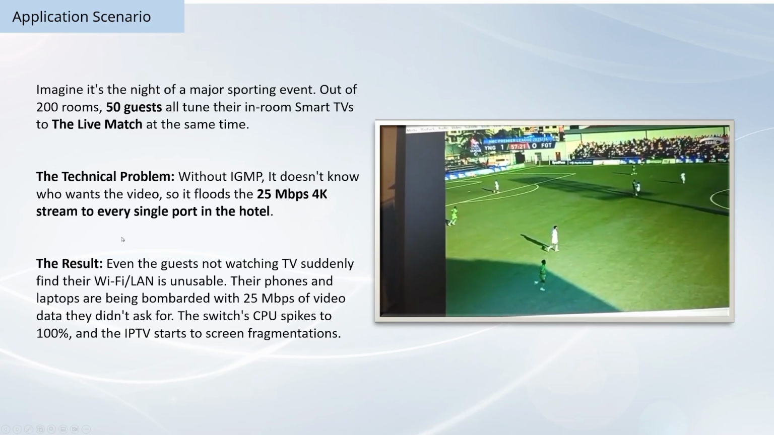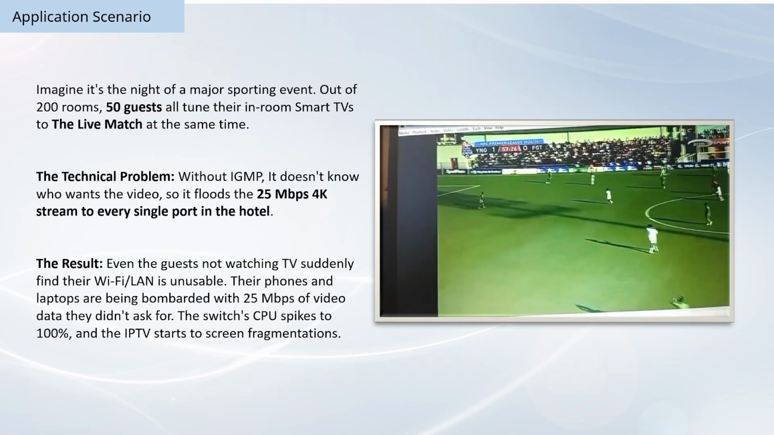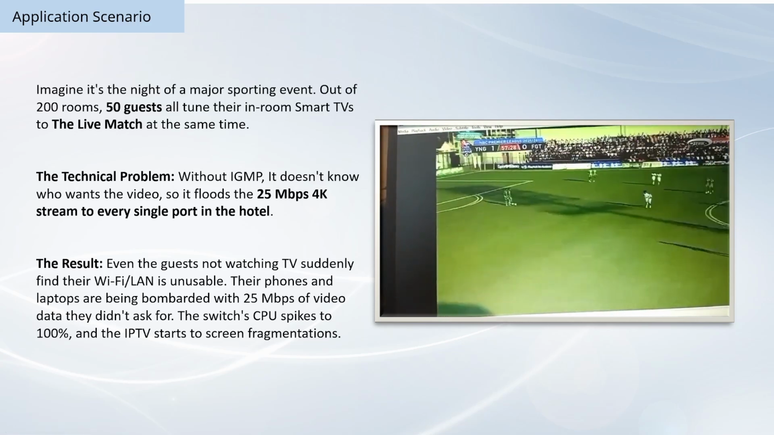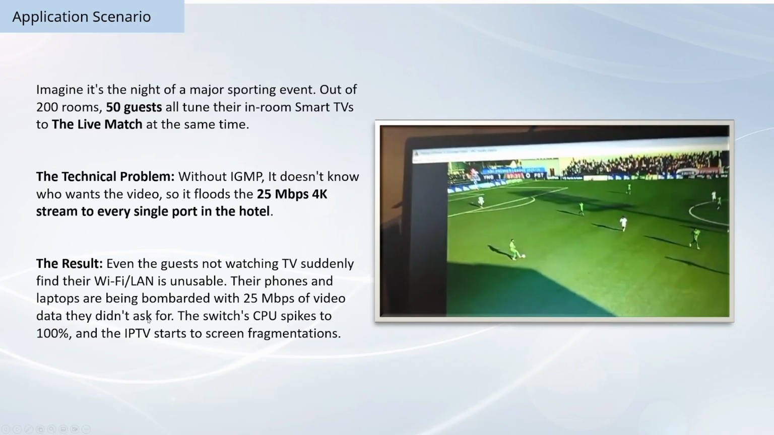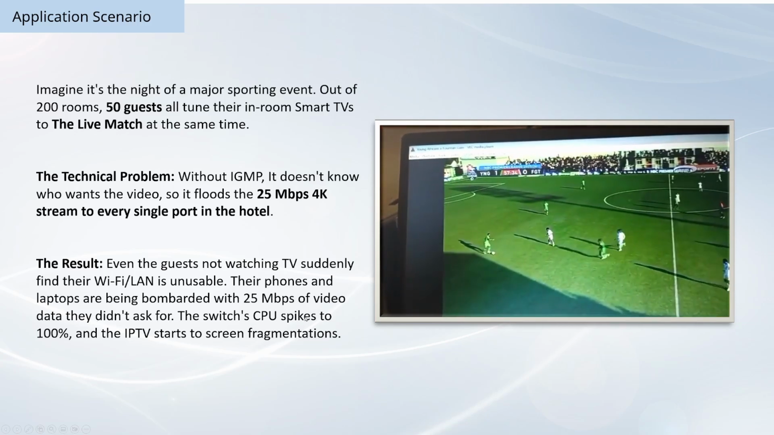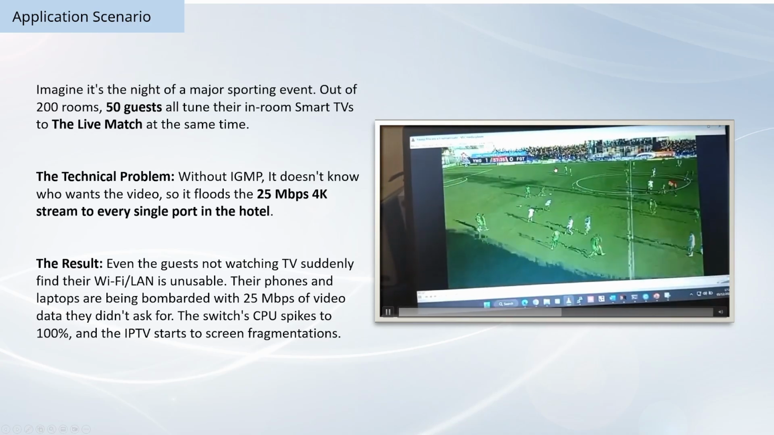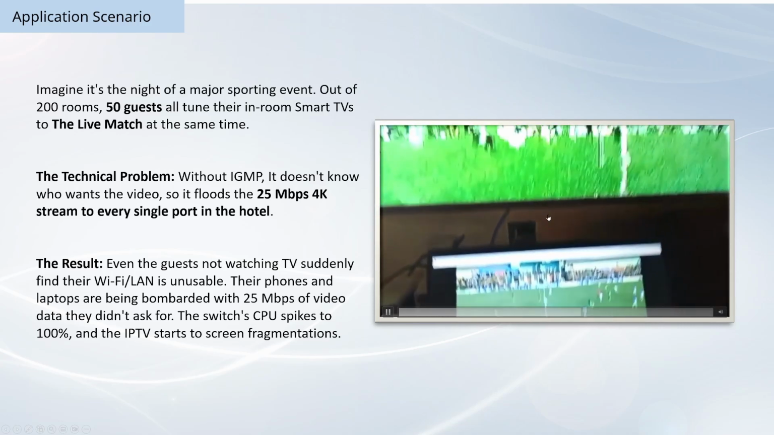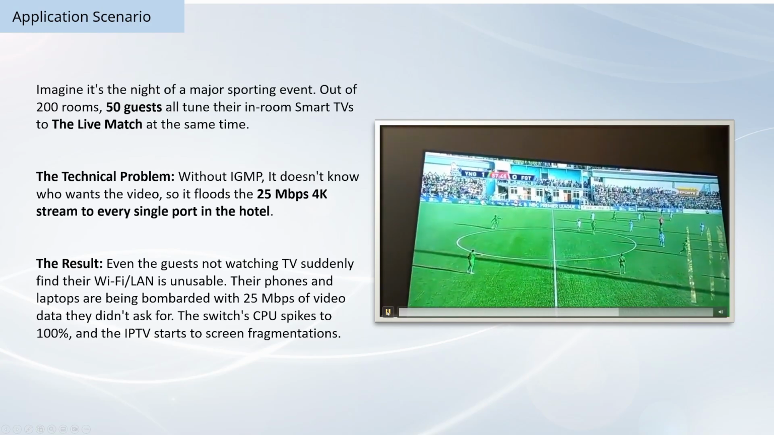So the result: even the guests not watching TV suddenly find their Wi-Fi and LAN unusable. Their phones and laptops are being bombarded with 25 megs of video data they didn't ask for, and the switch CPU spikes to 100%. IPTV starts to show screen fragmentation, like you can see in this video. This will cause a lot of issues with your clients in the hotel.